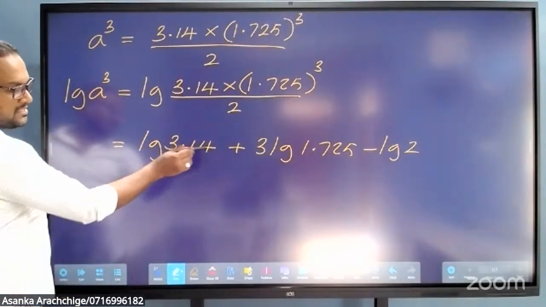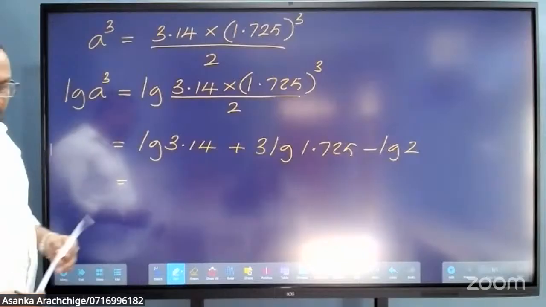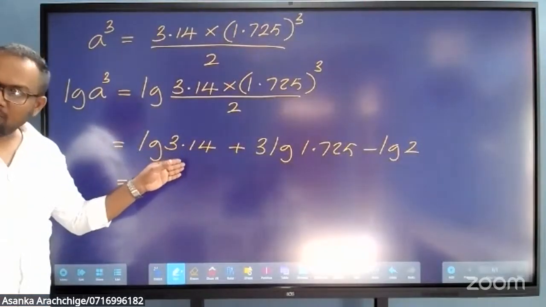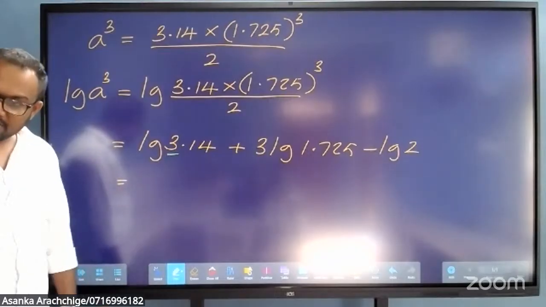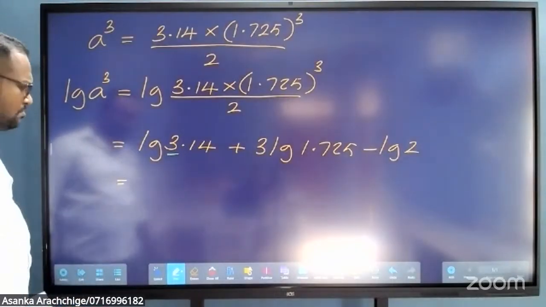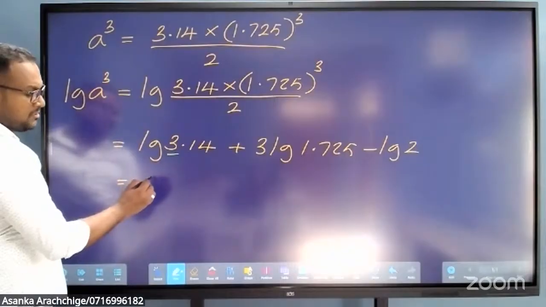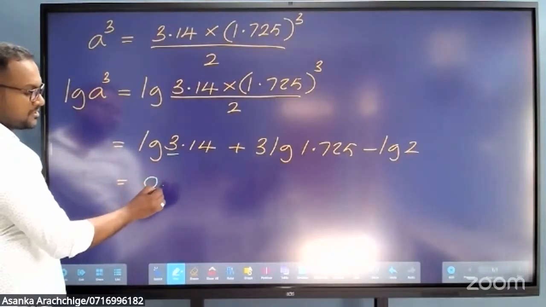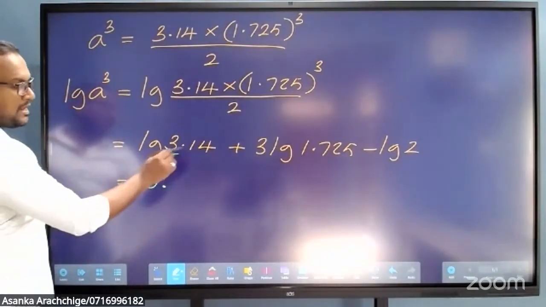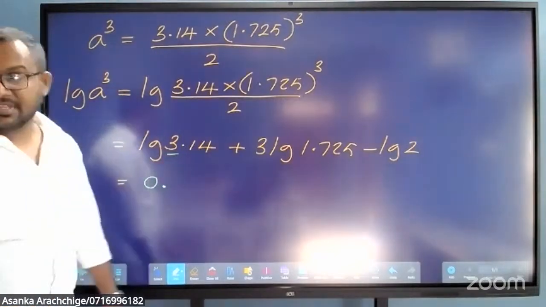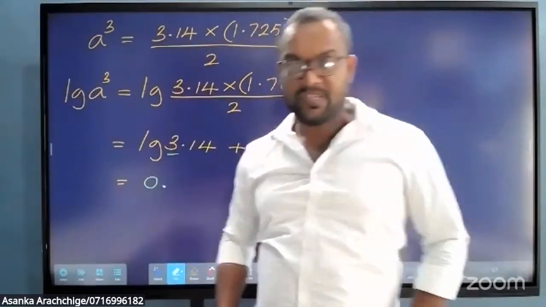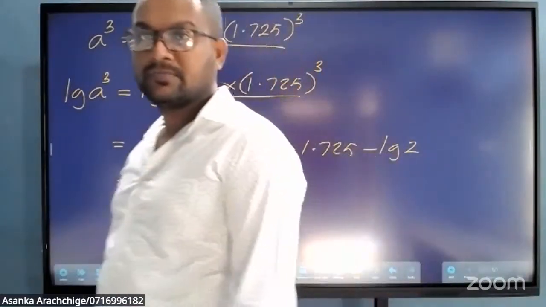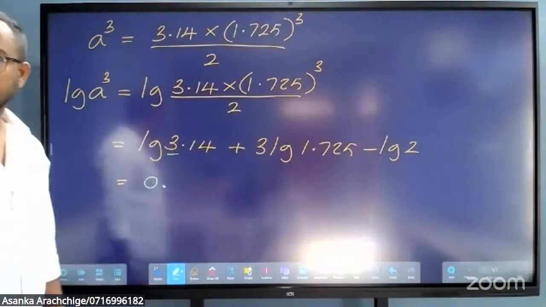This number is greater than 1. It has only one digit on the whole number side. Then what should be the characteristic of the logarithm? 0. So 0 point. What is 31 for? 31, 4, 4969.